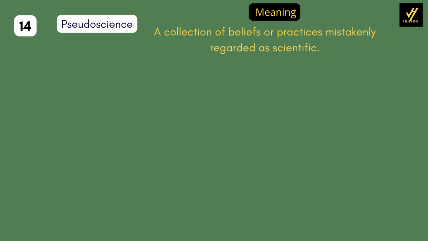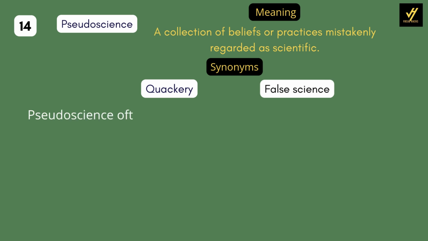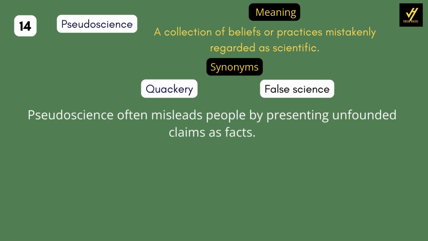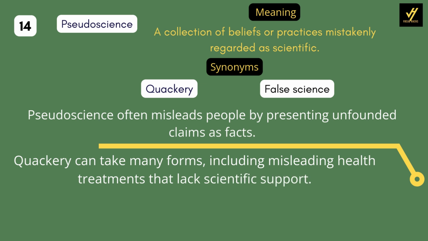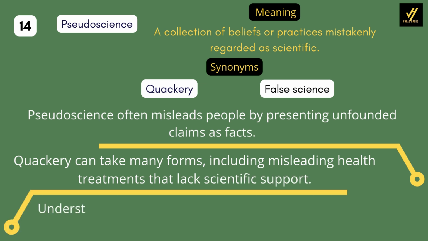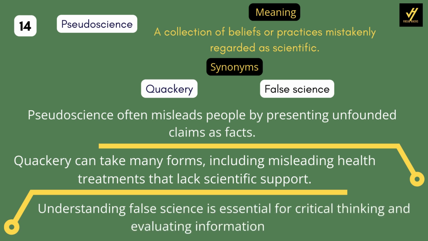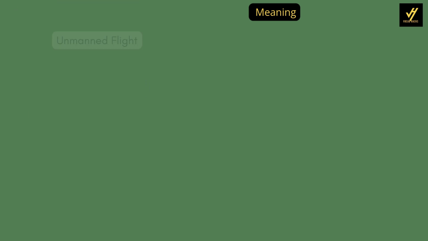Pseudoscience, a collection of beliefs or practices mistakenly regarded as scientific. Quackery, false science. Pseudoscience often misleads people by presenting unfounded claims as facts. Quackery can take many forms, including misleading health treatments that lack scientific support. Understanding false science is essential for critical thinking and evaluating information sources.